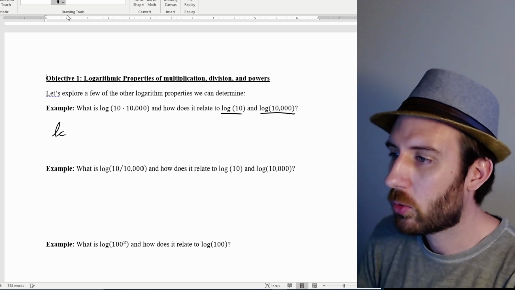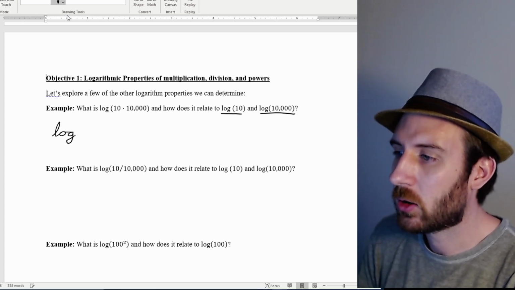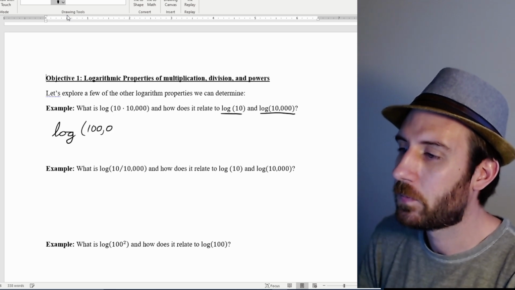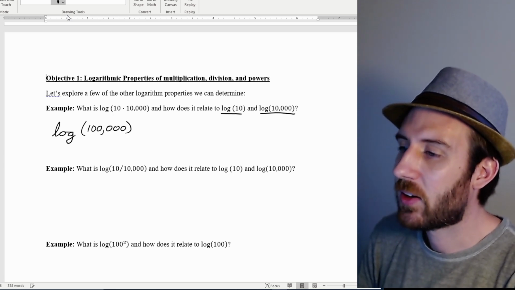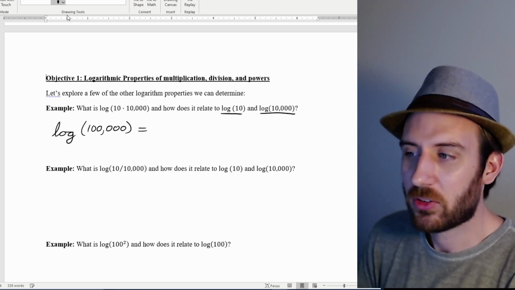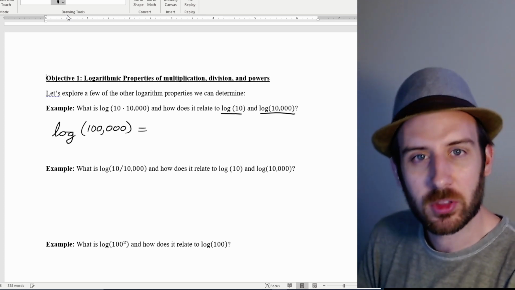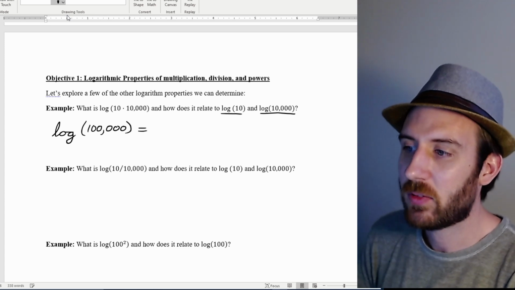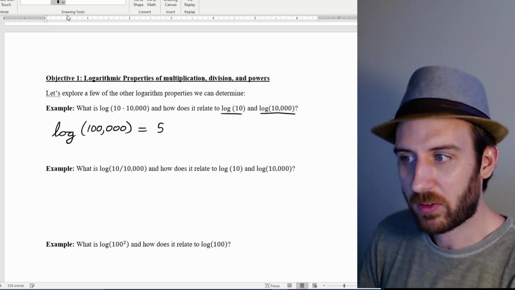Well, let's work through it the way we would expect to do it if I was doing order of operations. 10 times 10,000 would be 100,000. And if I asked you for the logarithm base 10 of 100,000, that would be counting the zeros. That'd be 5. That'd be an order of magnitude equal to 5.